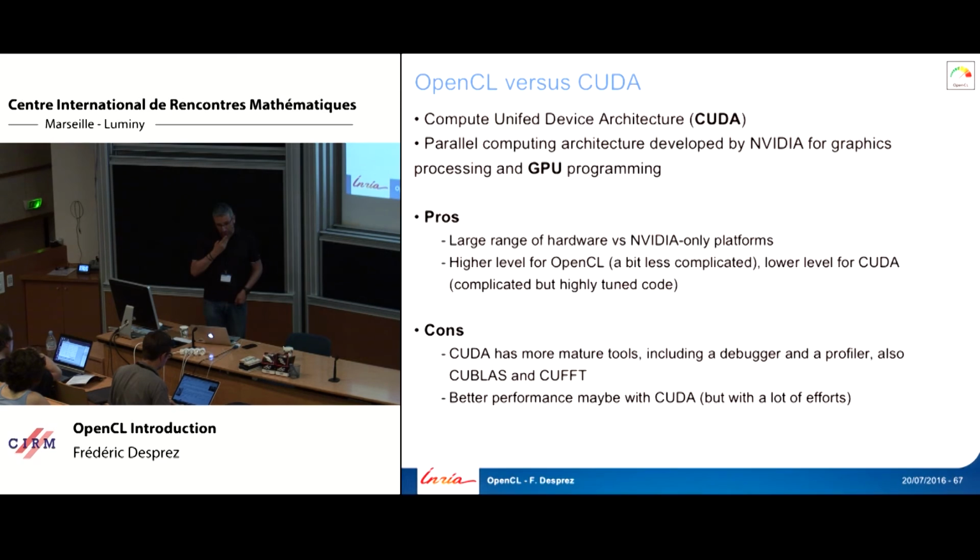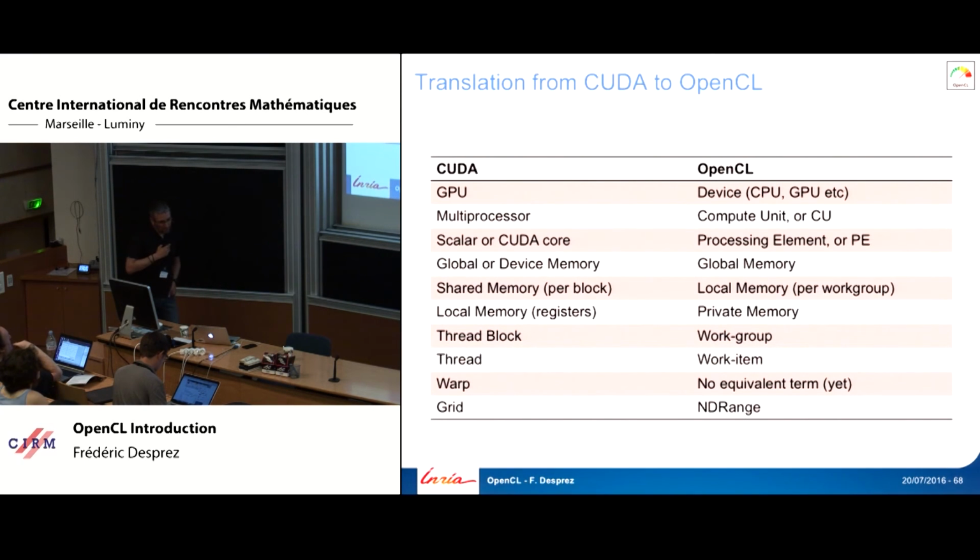CUDA has more mature tools, definitely, for debugging, for profiling. You have Paraver, for example, to have an idea of what's inside your applications. You have cuBLAS and cuFFT, which are very efficient if you have some specific FFT kernels or linear algebra kernels. So maybe you get better performance with CUDA, but with a lot of effort and less portability if you are going to other platforms. If you are a CUDA programmer, it's not too complicated to go to OpenCL.